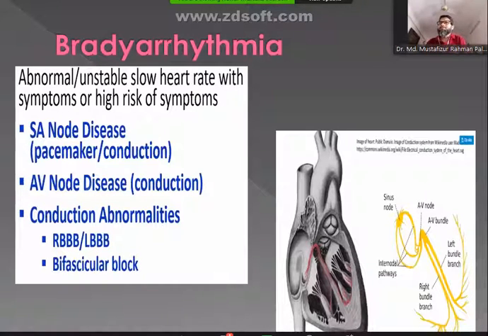So bradyarrhythmia is an abnormal, unstable, slow heart rate with symptoms, which can be due to a problem in impulse production by the SA node and its pacemaker cells, and also conduction through the SA node, AV nodal disease, and also some conduction abnormalities in the bundle branch.